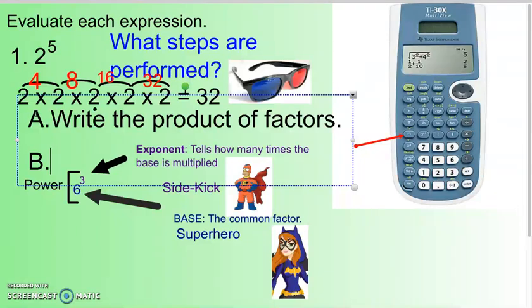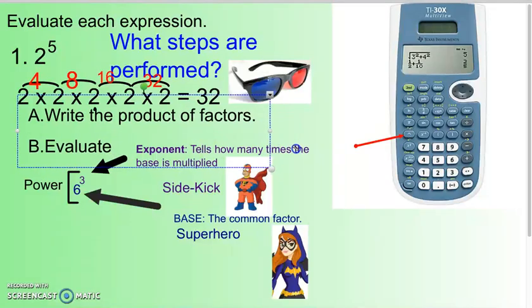And then what are we going to do? We're going to evaluate. We're going to find the answer. Okay? And so here are our 2 steps. And we're going to do that. So let's look at this one. They wrote out the product of factors, 2 times 2 times 2 times 2 times 2. And then they went back and they evaluated it. They did 2 times 2 is 4. Then 4 times 2 is 8. Then 8 times 2 is 16. And 16 times 2 is 32. And that is our answer.